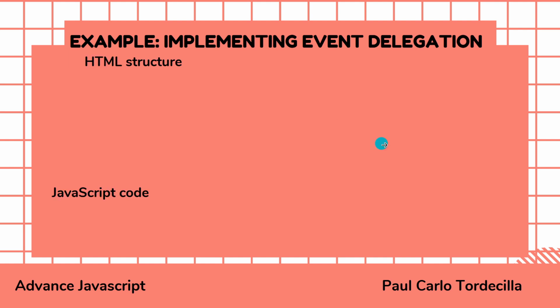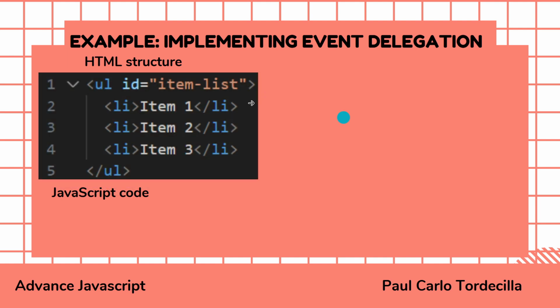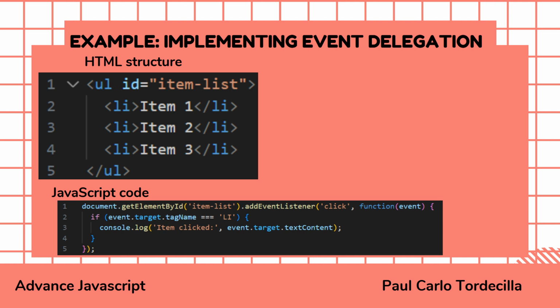Here's the example: the HTML structure of a list. Then we implement the event delegation in JavaScript. Observe how we use the event object's target property to identify the clicked item.